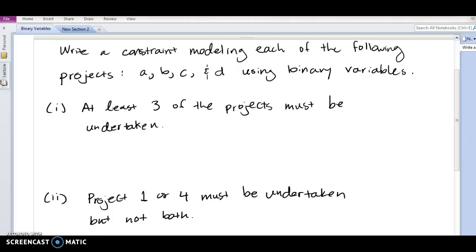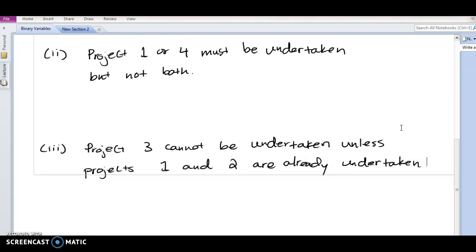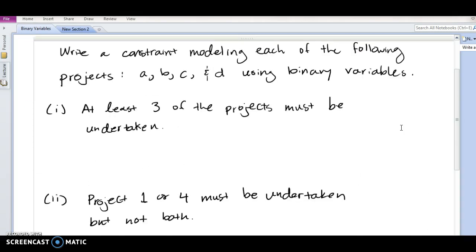So I've got a pretty similar problem here, just with one fewer project. So we basically have a constraint modeling each of the following projects, which we call A, B, C, and D. And we'll also call those our binary variables. And we have 3 questions. At least 3 of the projects must be undertaken. Project 1 or 4 must be undertaken, but not both. And project 3 cannot be undertaken unless projects 1 and 2 are already undertaken.